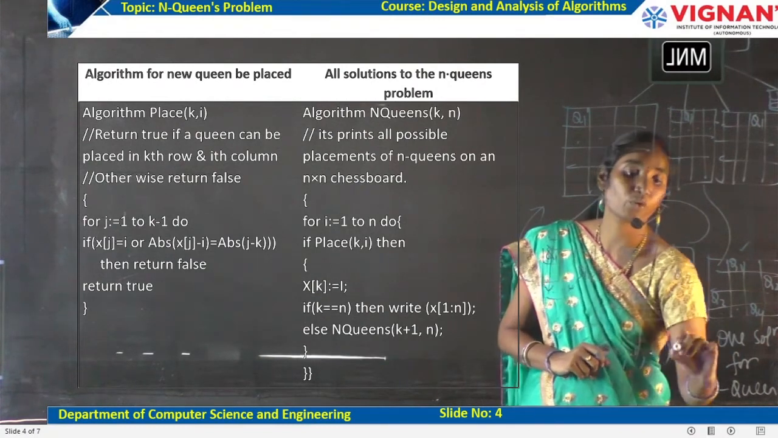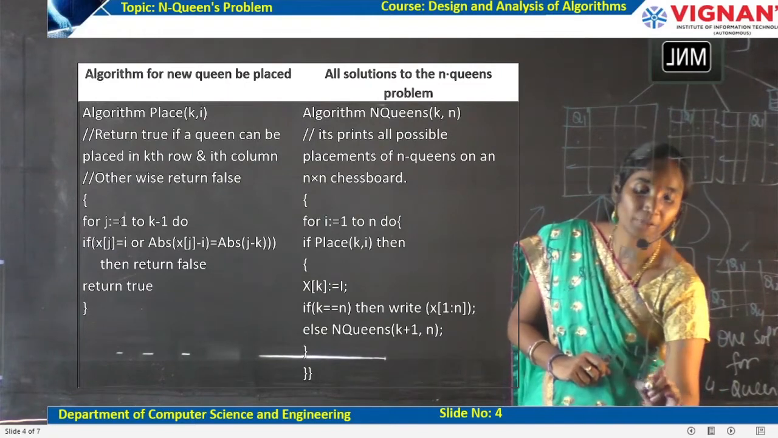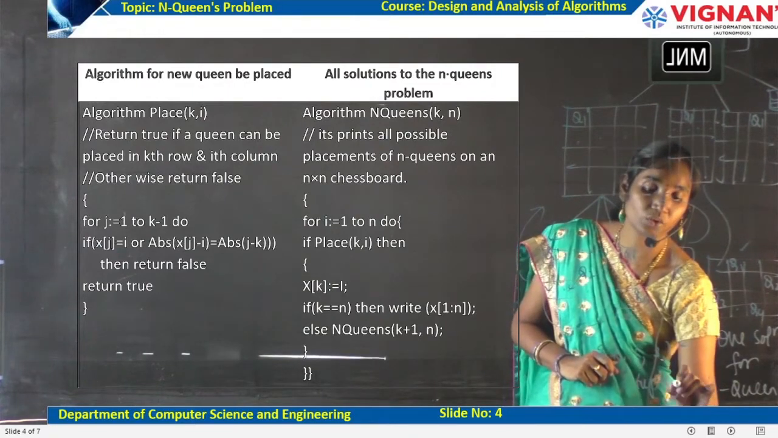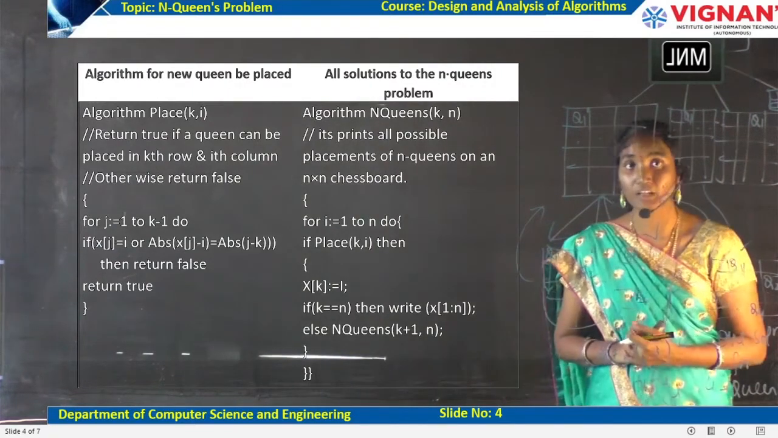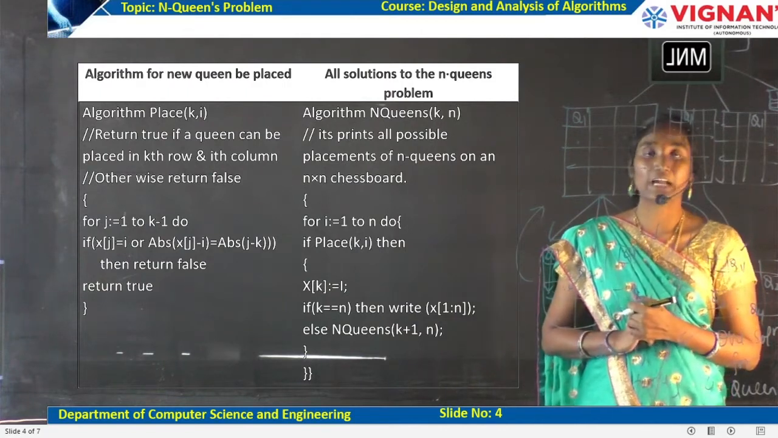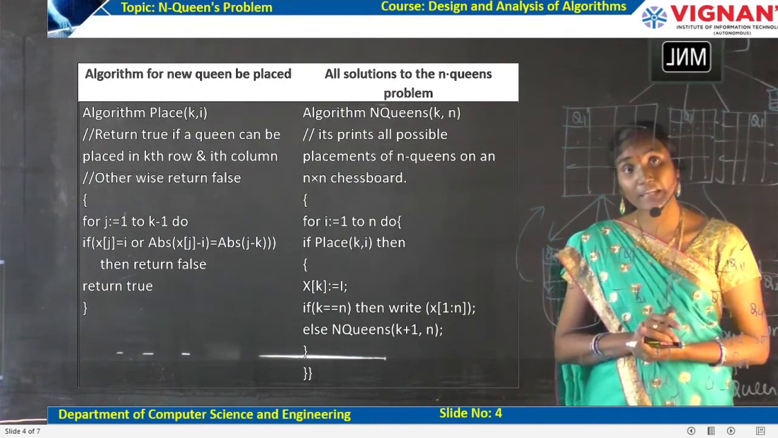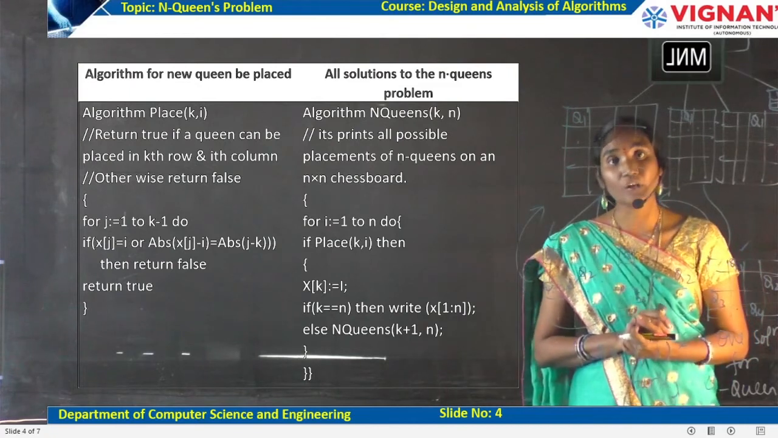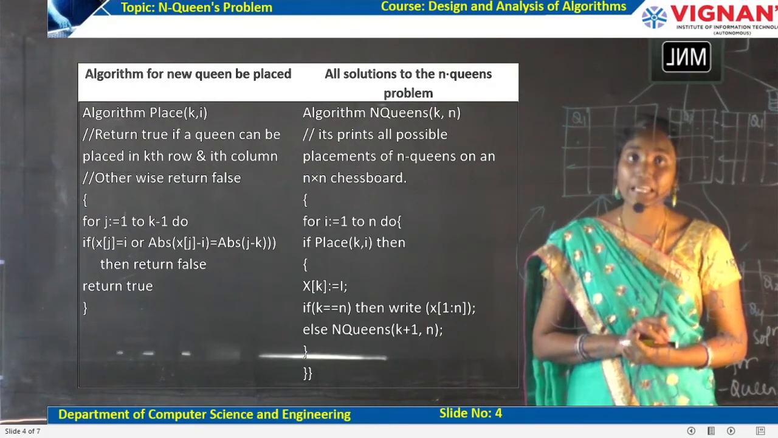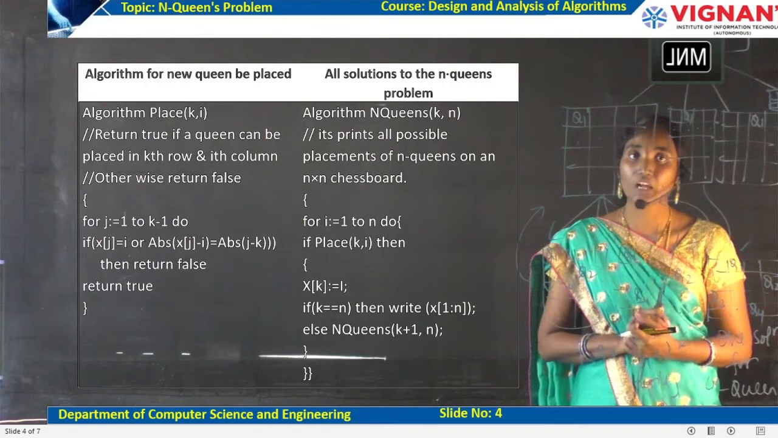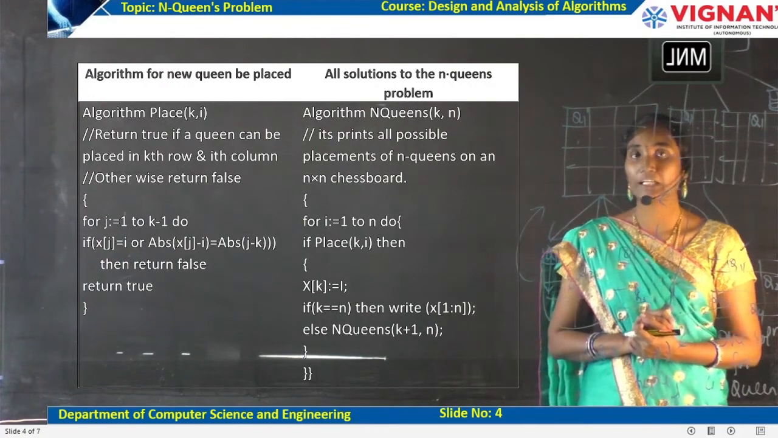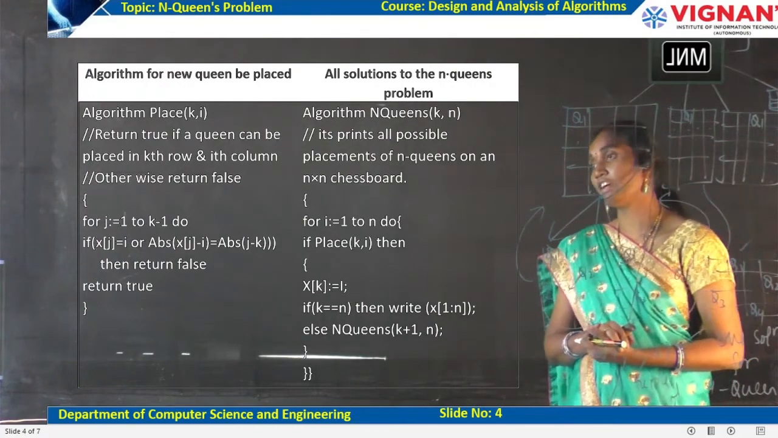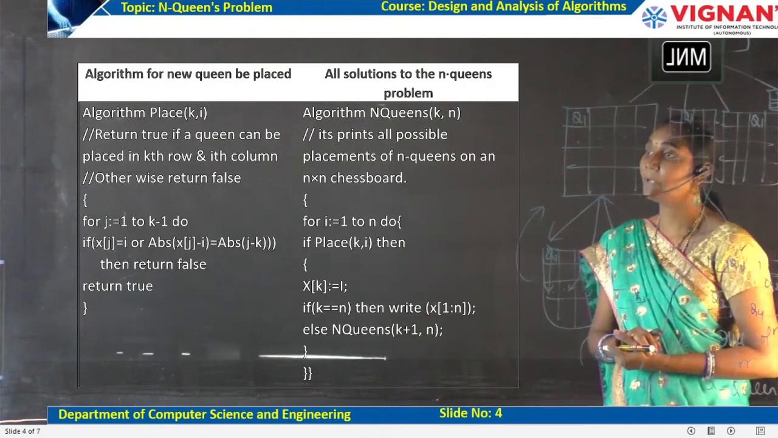So 2 4 1 3 will be the tuple solution, right? This solution I can get from the N Queens algorithm, whereas the Place algorithm is used for knowing whether I can place a particular queen in that position or not. Now let's see the first algorithm, which is the Place algorithm.